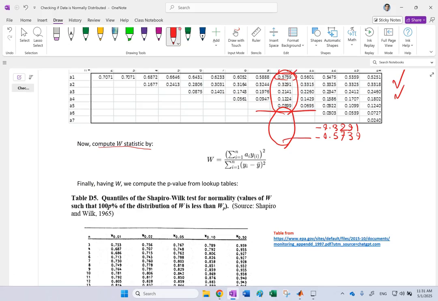formula, where in the numerator you have basically a weighted sum of the original Y's weighted by these A's, and then the whole thing squared, divided by the variance of the data. Of course, there is no denominator here, but it's basically the sum of squared deviations, right? So every data point is subtracted from the average of the data and squared, so this is the sum of squared differences, and that is the square of the weighted data. It gives you the W statistic.